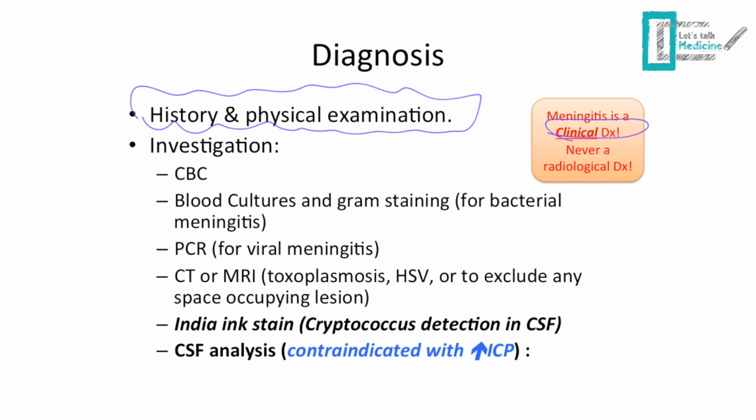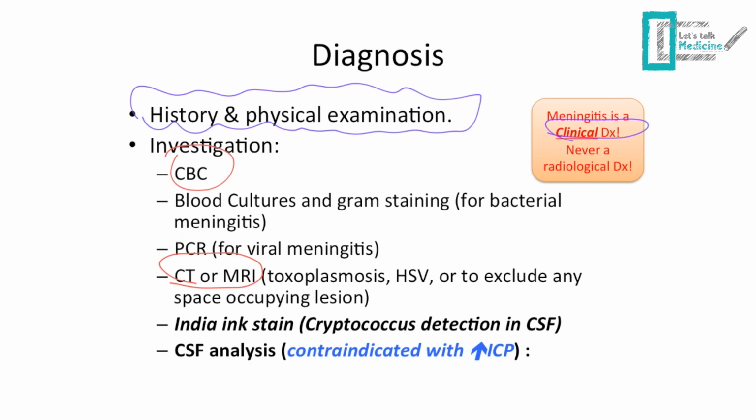Then coming to the investigation, so first of all, you start with the CBC as an initial lab investigation to check for the high white blood cells like lymphocytes and neutrophils. Then you go for blood cultures and gram staining with PCR to check for bacteremia, PCR for viral meningitis. And then you can also use imaging. However, imaging is never for diagnosis. Imaging is usually for exclusion of other pathologies.